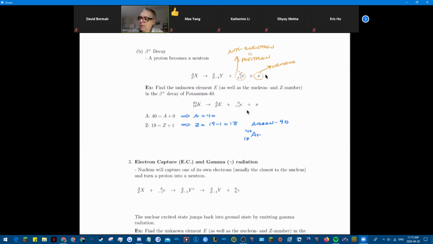Okay, so the third type is called gamma radiation. You're all familiar with gamma radiation. That's what turns Bruce Banner into the Hulk. Gamma radiation is very, very potent. It carries a lot of energy, lots of energy.